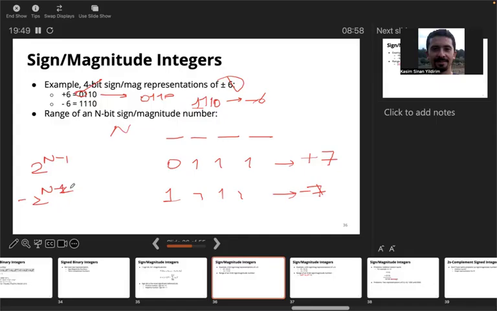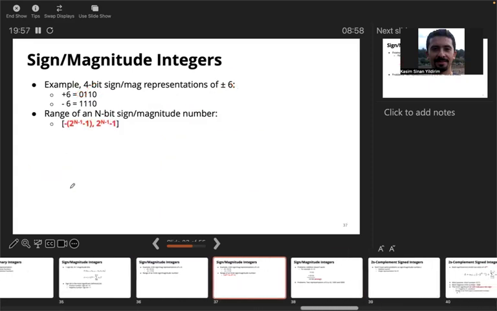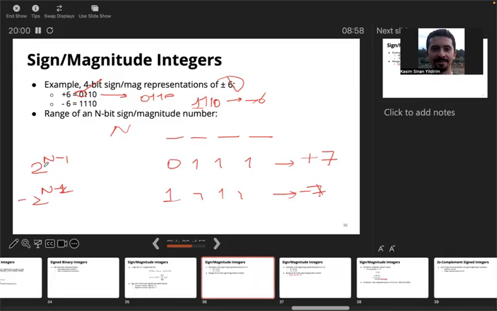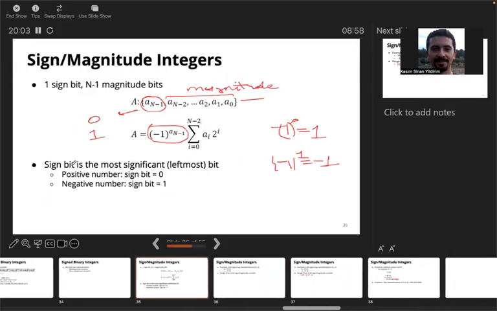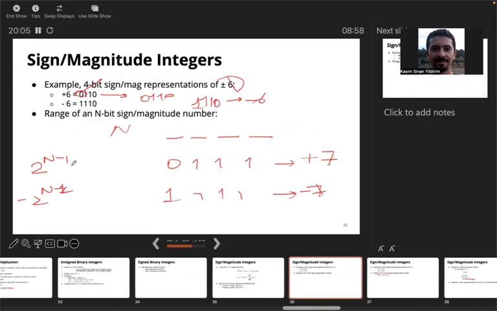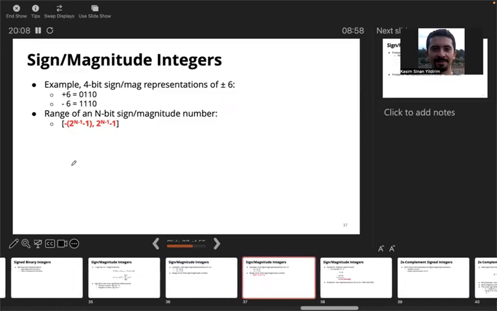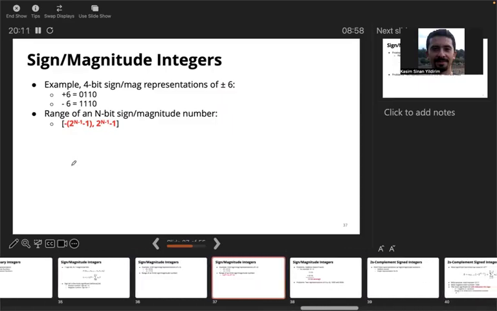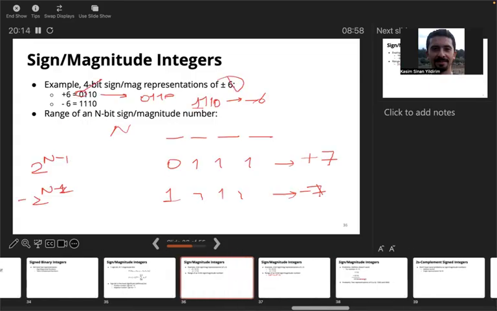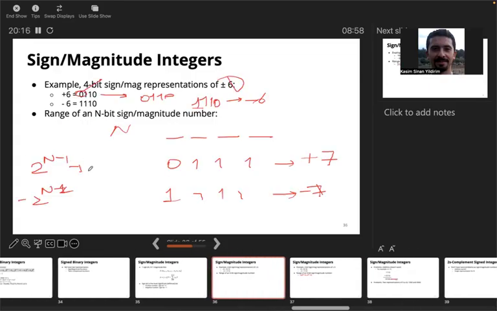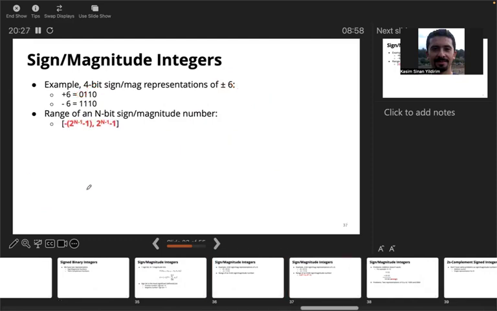Okay, any questions? Yes. The number on the lower line should have minus 1. Sorry, I forgot something, I made a mistake. It should be minus 2 to the power of n minus 1, minus 1. My other question was about the difference for zeros. We will mention it in the next slides, right? Okay.